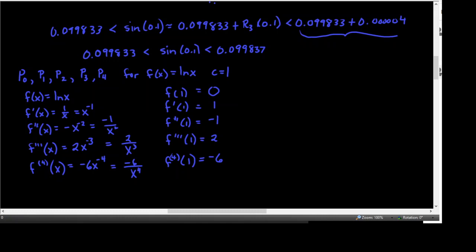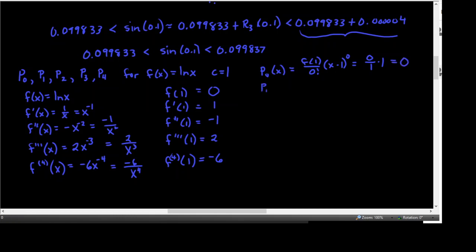Okay. So, the 0-degree polynomial is simply f of 1 over 0 factorial times x minus c to the 0. F of 1 is 0. 0 factorial is 1. X minus 1 to the 0 is 1. And so that answer is 0.